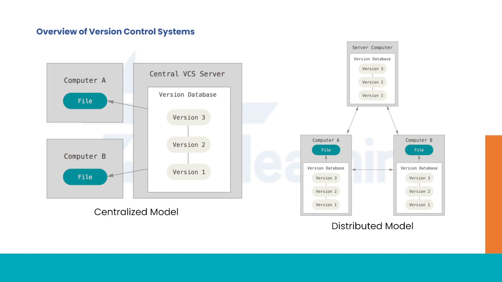Now, if you take a look at the image on my screen, on the left hand side, we have the centralized model, which basically means every user connects to a central version control system server where all versions are stored for a particular project. While in the distributed model, it basically implies that every user has a full copy of the project on their local machine.